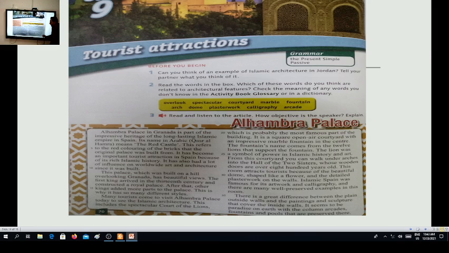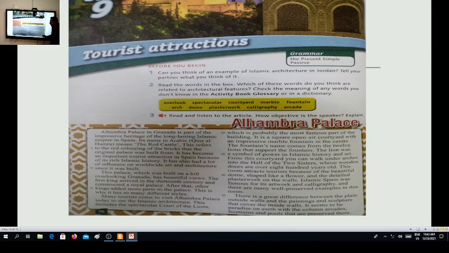Architectural feature. Check the meaning of any words you don't know in the activity book glossary. If you don't know any of these words, you can easily go to the glossary in the activity book. At the end of the book, we have a small dictionary. That's what we call a glossary. Let's now read the words, trying to guess their meaning.